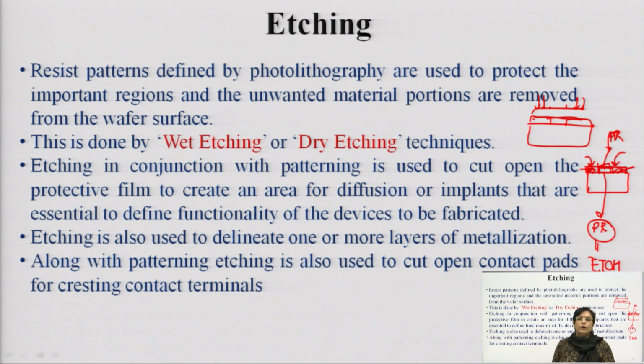Now, in order to dissolve this PR into a suitable etchant, you need a chemical reaction to happen between the etchant and the layer existing on the substrate. Therefore, the important regions and unwanted material portions are removed from the wafer surface by the process called etching.